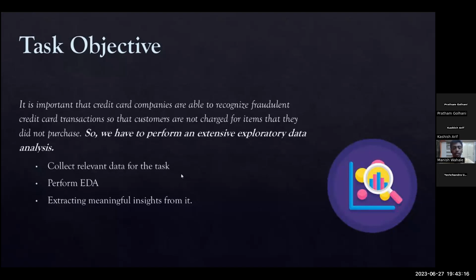So the task is to perform exploratory data analysis on the credit card fraud detection dataset, which I collected from the Kaggle website, then do extra EDA, and finally extract some meaningful insights that tell us which factors are responsible for more fraudulent transactions.